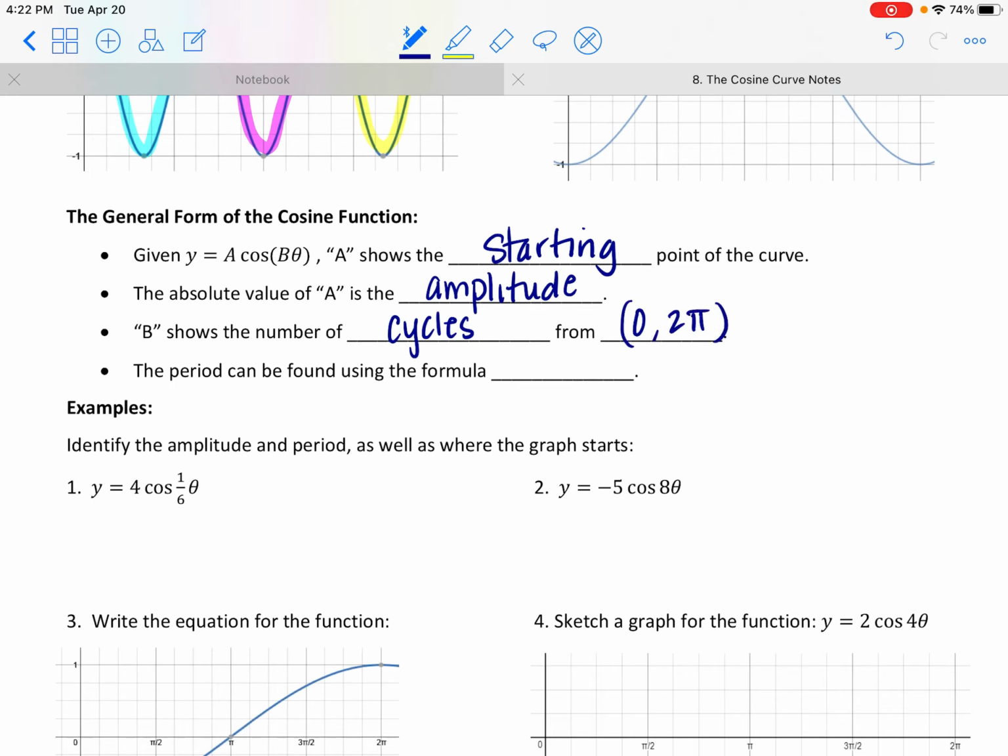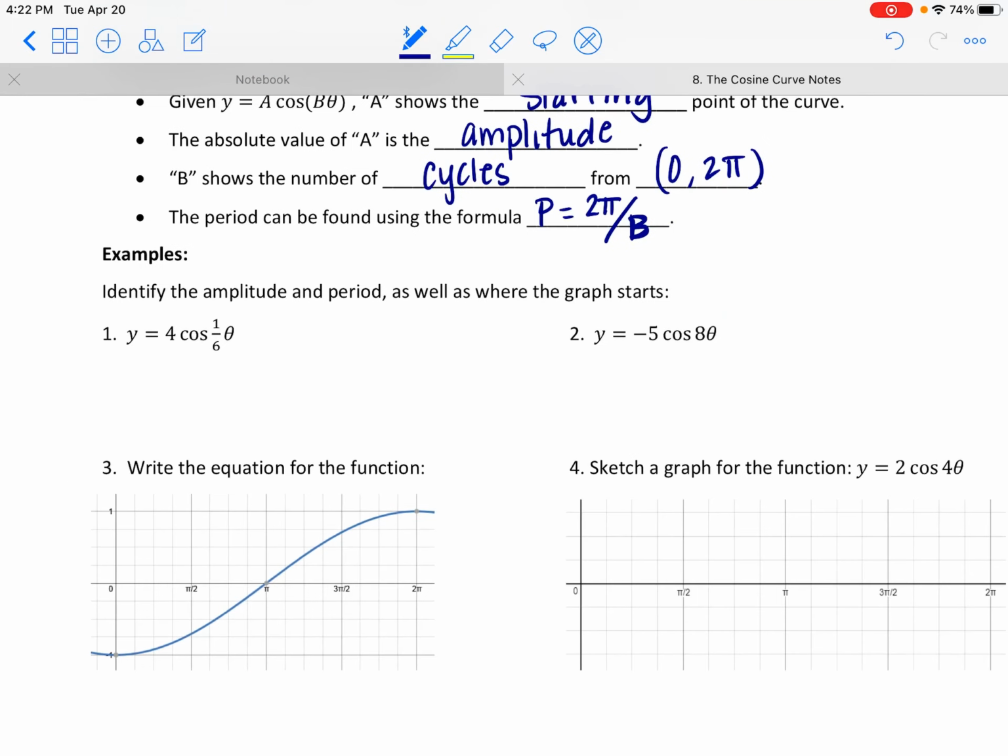And the period is the horizontal length of one cycle, so how long it takes for one cycle to happen. And remember, we can calculate that period by taking the standard 2 pi interval and dividing it by how many cycles have to happen in that interval, so 2 pi divided by b.